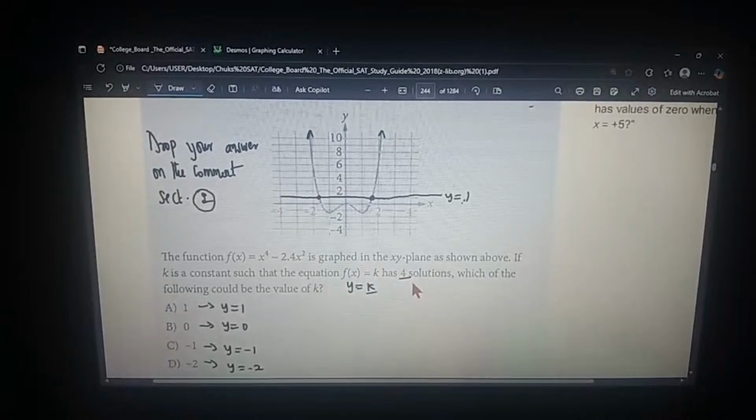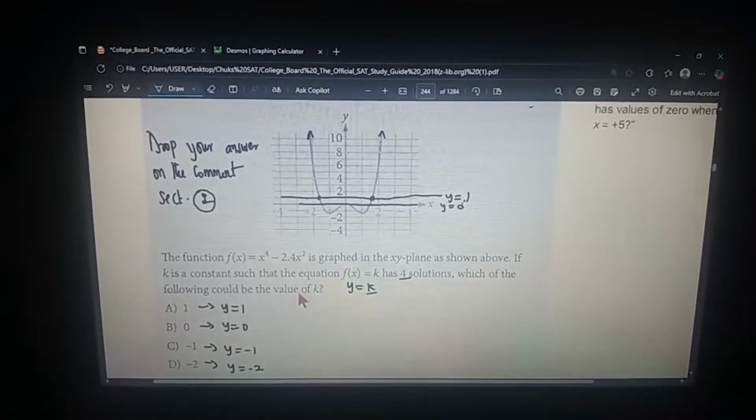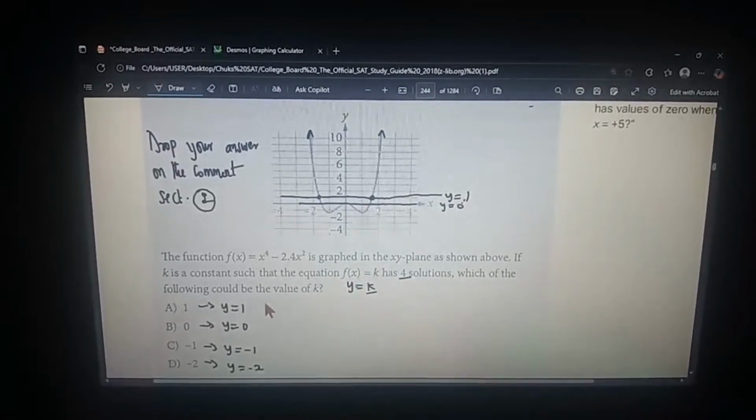If we draw the line y equal to 0, that's going to pass through the x-axis. So this is the line y equal to 0. What do you observe? It actually has three intersections, so it has three solutions. You can see the first one is here, the second one is here, and the third one is here. Three intersections, three solutions. Remember, we're looking for four solutions, guys.